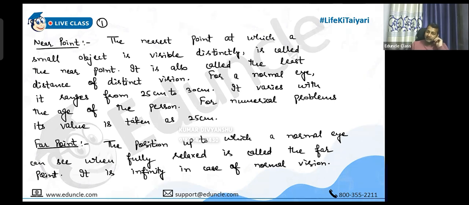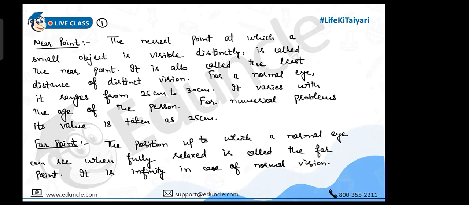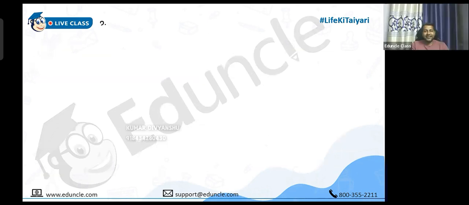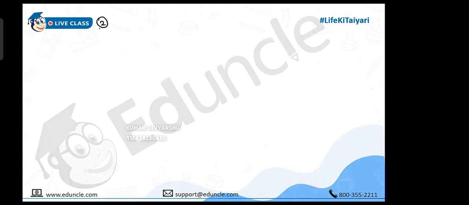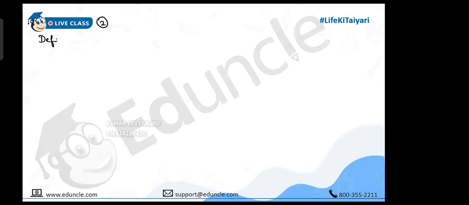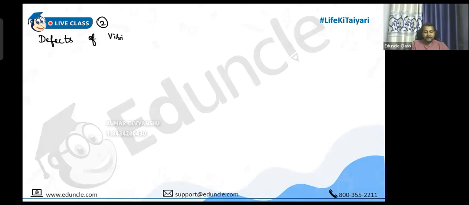Let me give you another example. Can you see the moon? So what is the distance between the moon and us? Okay, clear now? So that's why it is taken as infinity. And some stars are further apart as compared to the moon even. So, defects of vision, obviously, and their corrections.